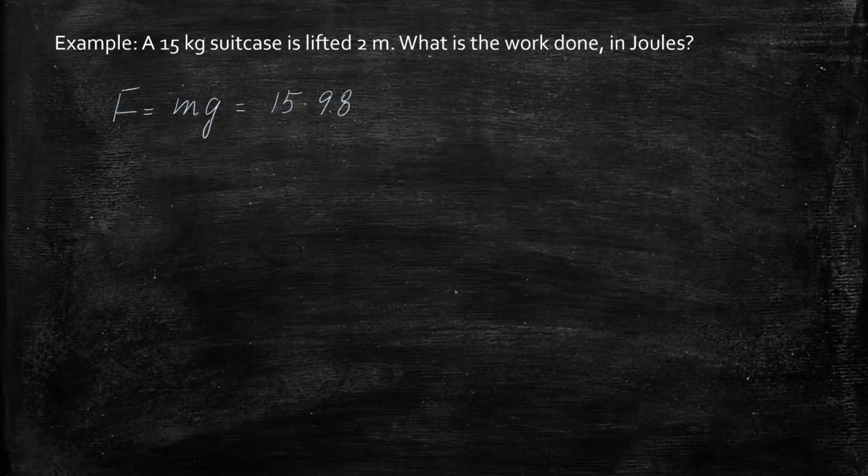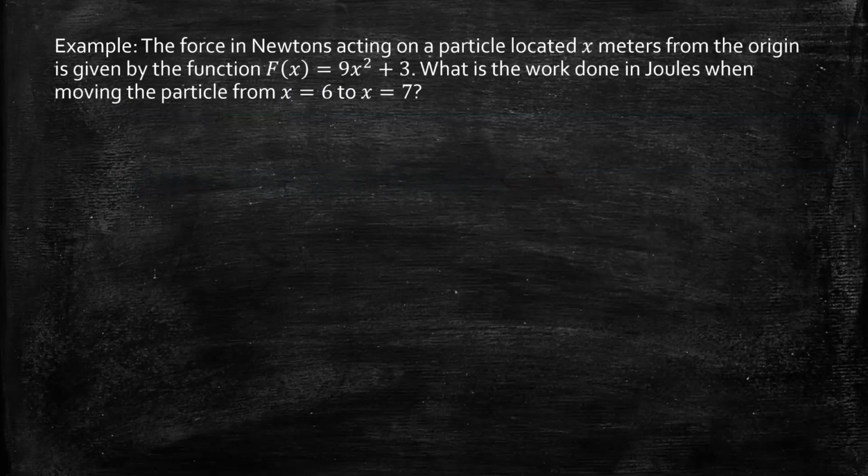So how do we find the work? The work will be equal to the force times the displacement. So the force is 15 times 9.8, and displacement is 2 meters. So now putting it all in the calculator, we get 15 times 9.8 times 2, it's equal to 294. And the units are joules. This is an example of a constant force. Now, let's take a look at this example.